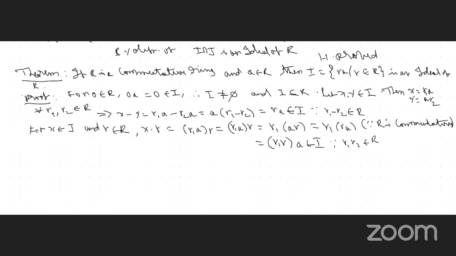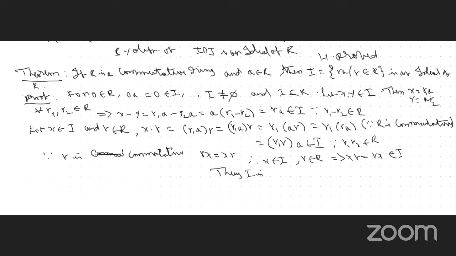Since R is commutative, rx equal to xr. Therefore, x belongs to I and r belongs to capital R, that implies xr equal to rx, which belongs to I. So thus, capital I is an ideal in R.